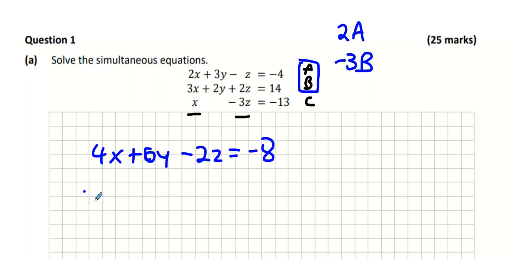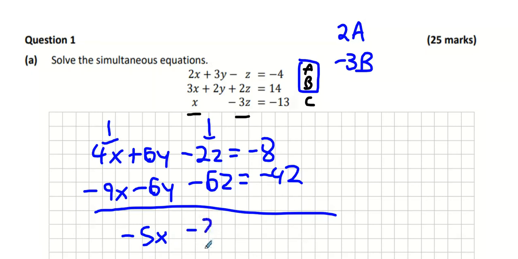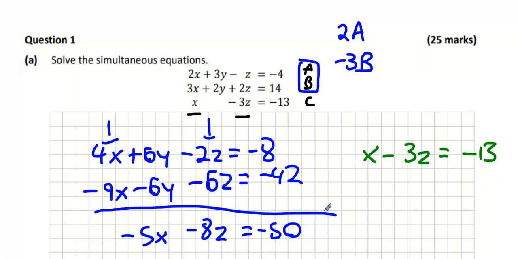Multiply the bottom equation by minus 3. And then you should get minus 42. Then add downwards. I'm going to get minus 5x minus 8z equals minus 50. Then I'm going to combine that with this equation here, which is your x minus 3z equals minus 13. To get rid of the 5x, I'm going to multiply this whole equation by 5.